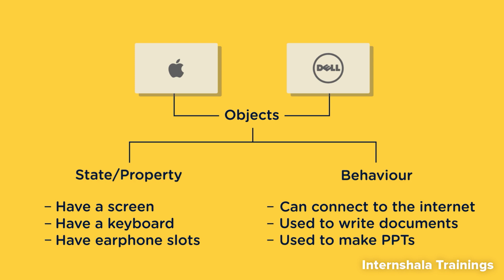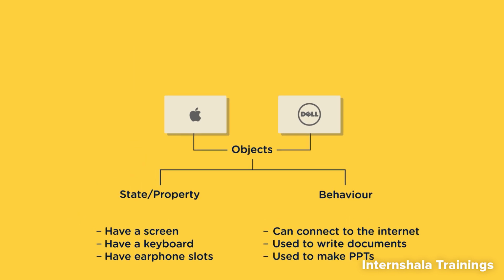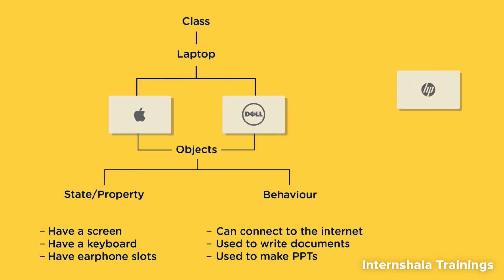Now both these objects are laptops, right? So, we can say that they belong to the class called laptop. What could be the other objects of this class? Well, it can be an HP laptop, a Lenovo laptop, or an MSI laptop. Let's look at another example of classes and objects.